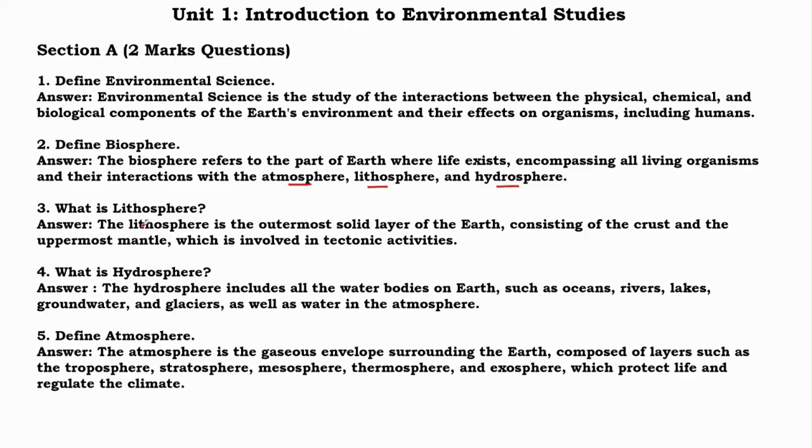What is the lithosphere? The lithosphere is the outermost solid layer of the earth, consisting of the crust and the uppermost mantle, which is involved in tectonic activities. What is a hydrosphere? The hydrosphere includes all the water bodies on earth, such as oceans, rivers, lakes, groundwater, and glaciers, as well as water in the atmosphere.